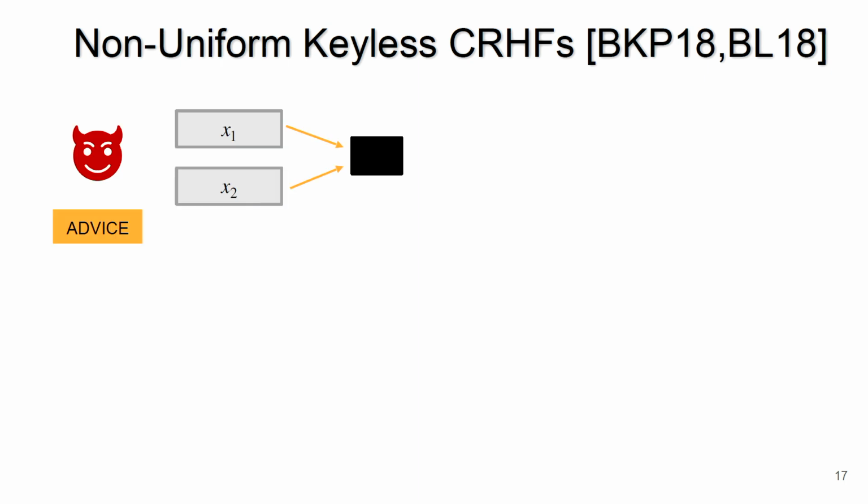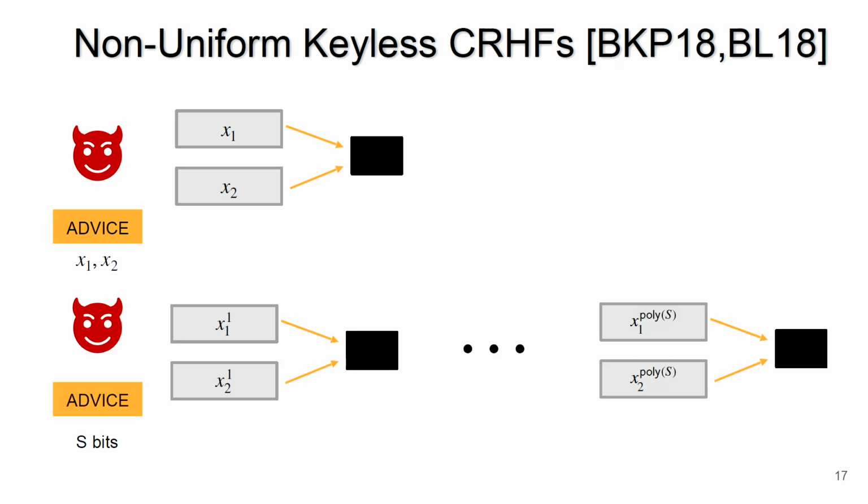So there is a way to do this in this non-uniform setting. There's a primitive of non-uniform keyless collision-resistant hash function, which was introduced by Bitansky, Kalai, and Paneth in 2018, and Bitansky, Lin in 2018, which is a very natural extension of this notion. So imagine that now the adversary has this advice. Originally we said that it's hard to find x1 and x2 which hash to the same value. Now we can ask that, let's say if the adversary has s bits of advice, then it's hard to find polynomially many s collisions. So you can imagine s squared many collisions or 2s many collisions, where the number of collisions that you want is more than the number of advice bits that you have. And this sort of primitive makes sense in this non-uniform setting.